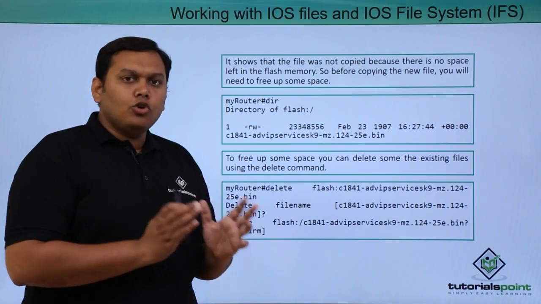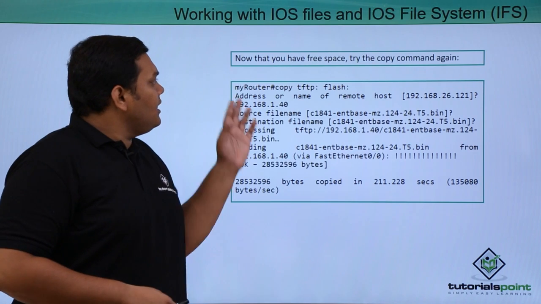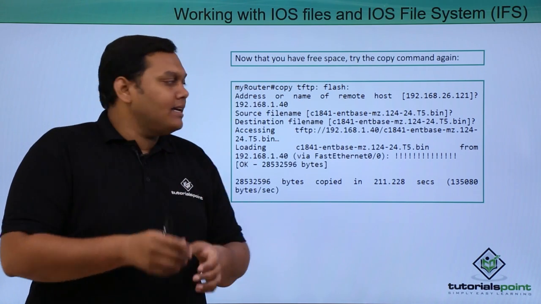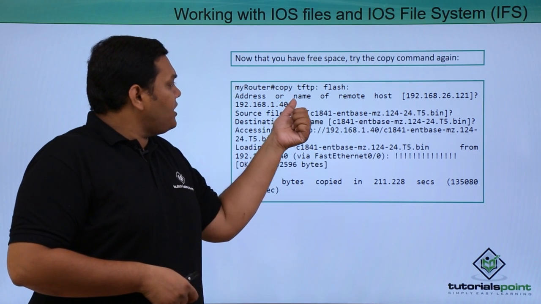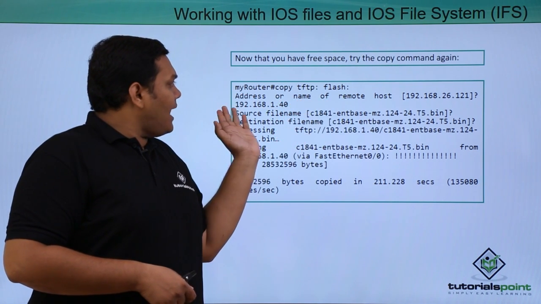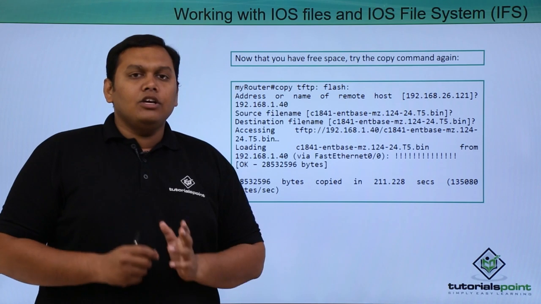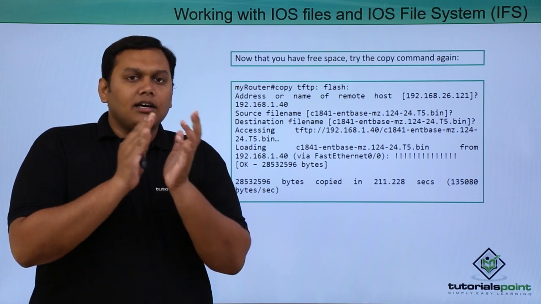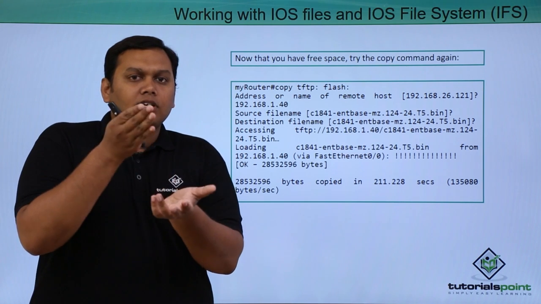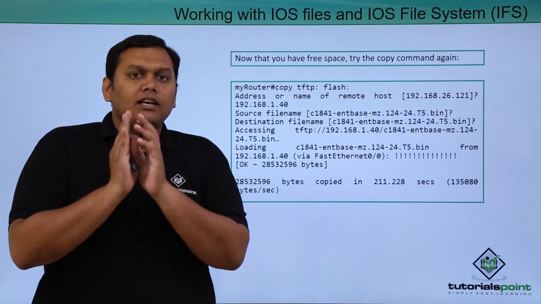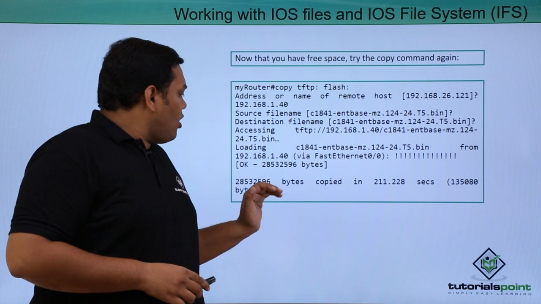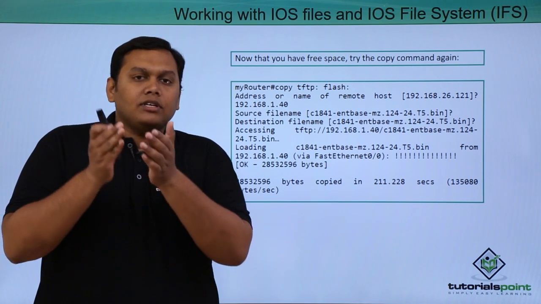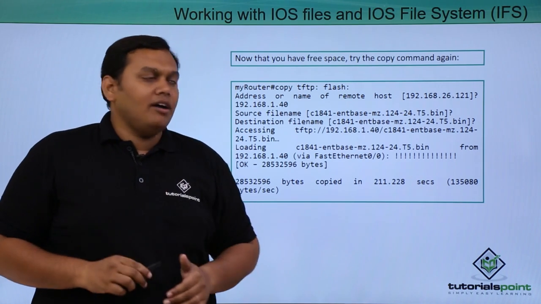In this way, we can delete the files in the flash memory and we can import or copy from the TFTP server. Coming to the second scenario, you can free up more space by using the copy command again, that is my router copy TFTP flash, then the address or name of the remote host is given, so that you can copy the image file from the source file to the destination file easily. You can also see how many bytes are copied, so the space information is also available here.